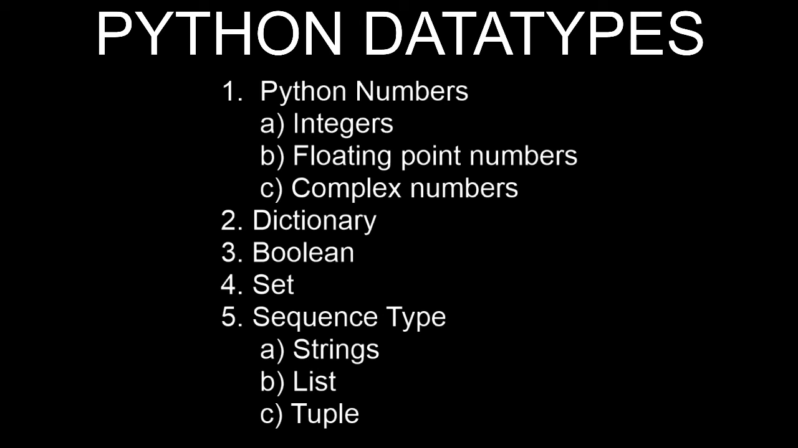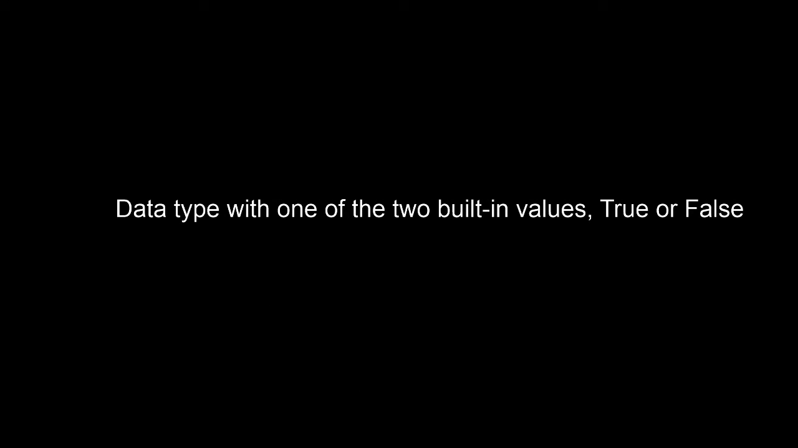The next one is a Boolean. It is almost similar to the other programming languages. Boolean is a data type with one of the two built-in values, true or false. Within the single quotes, we can write true or false. T should be in capital letters and F should be in capital letters. Otherwise, Python will throw an error.